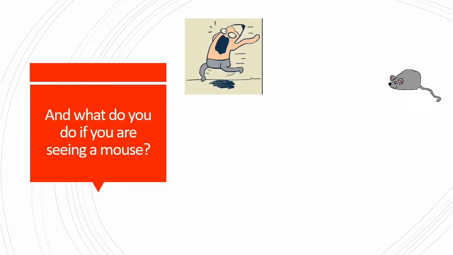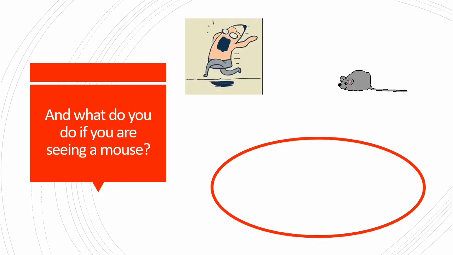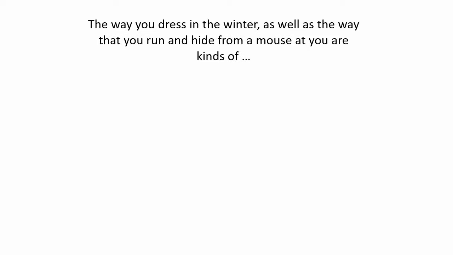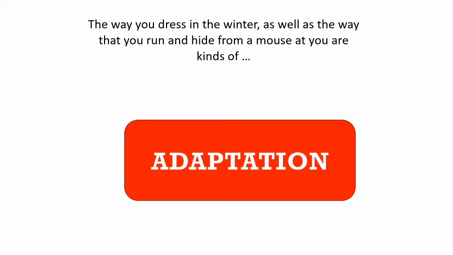And what do you do if you are seeing a mouse? You probably run away from the mouse. The way you dress in winter, as well as the way that you run and hide from a mouse at you, are kinds of adaptation.